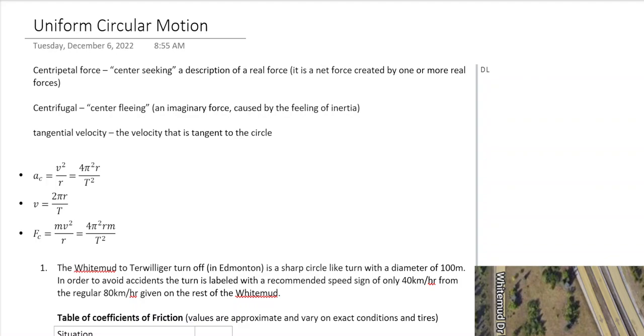So first of all, centripetal force is a center-seeking force. It's a description of a real force, or the better way to say it is it's the net force created by one or more real forces. Okay, so this is center-seeking. Centrifugal force is a fictitious force or an imaginary force, and it means center-fleeing.